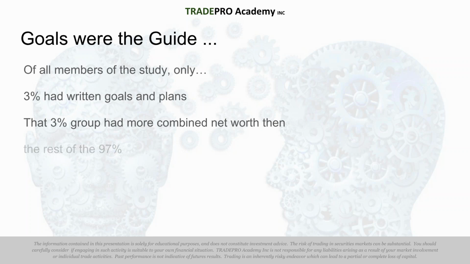Some of you guys are good with math. 97, yes. The 3% had combined net worth more than the rest of the 97% of the people. Let's put that into context. 3 people had more combined net worth than the other 97. If you look at that, it's representational of a little bit of society, right? The wealth is really concentrated.